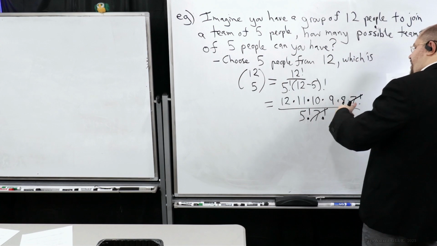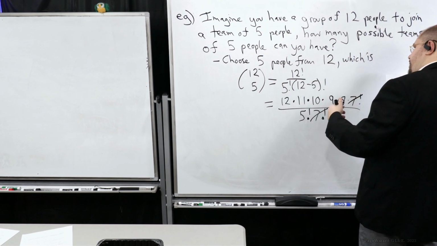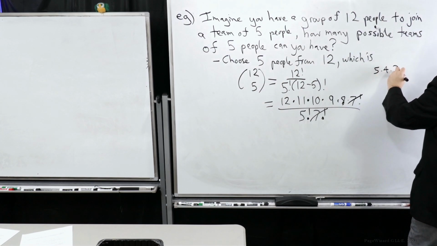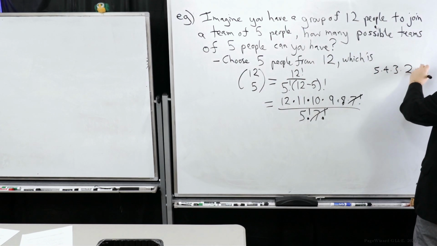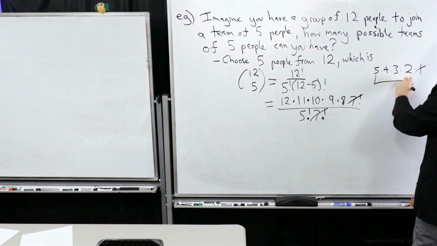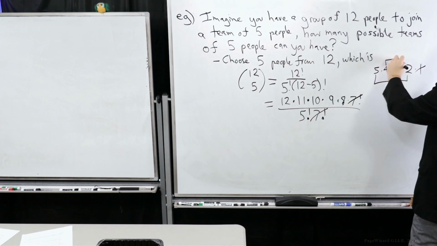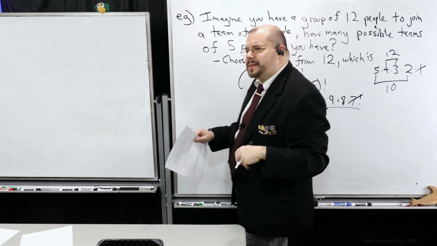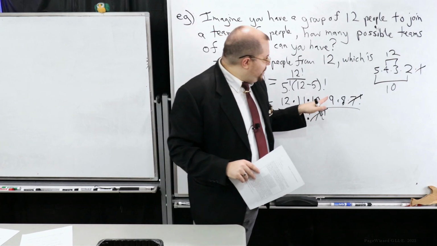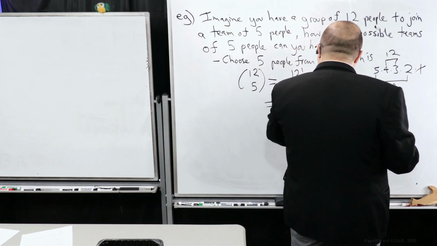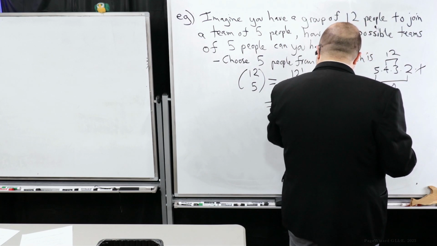So I got 5 times 4. Okay, we got 5, 4, 3, and we have 2. 1 doesn't really matter, right? So 5 times 2 is 10, right? And 4 times 3 is 12, correct? So we can actually just get rid of 5 factorial entirely if we eliminate 12 by canceling and 10.